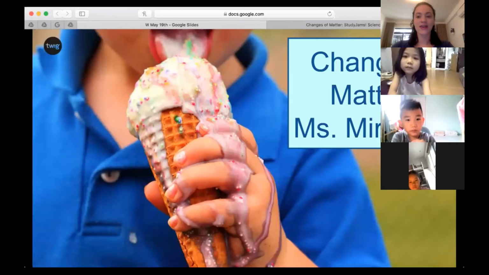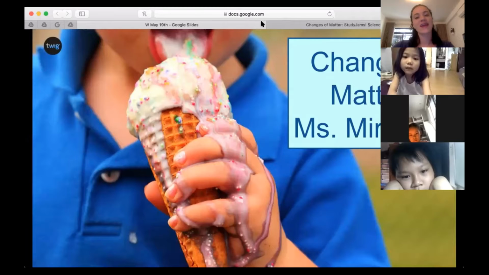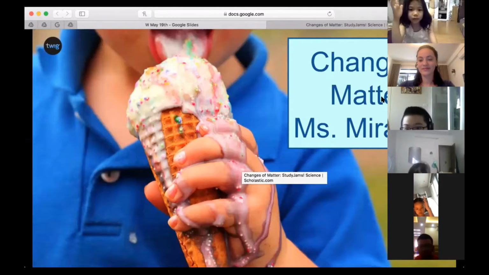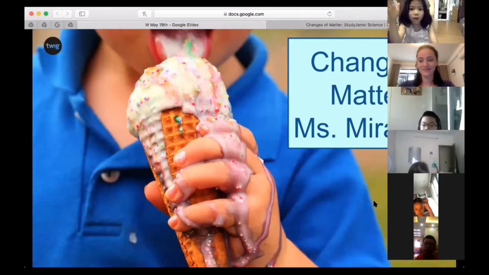Okay, so let's take a look here. Changing matter, this is our new thing. What do you see in our first picture? Sino? A boy licking an ice cream, and the ice cream melts down to his fingers. Excellent, very good job, Sino. So the boy's licking the ice cream, it's melting, it's getting all over his fingers.